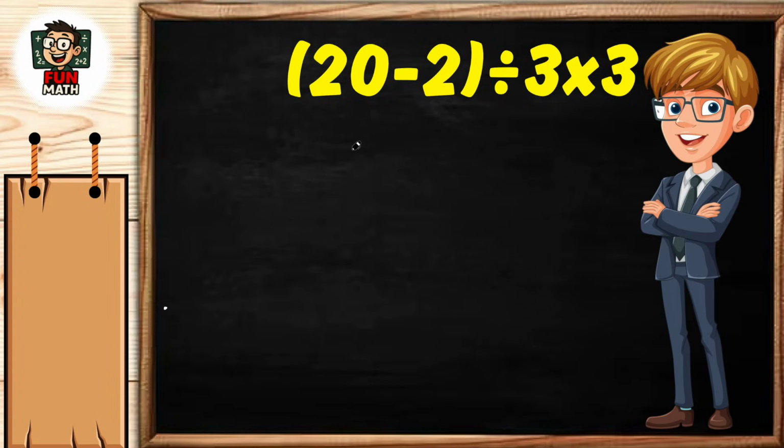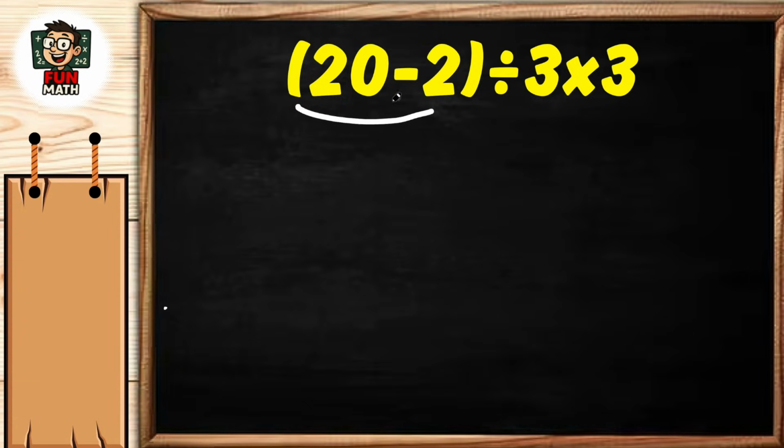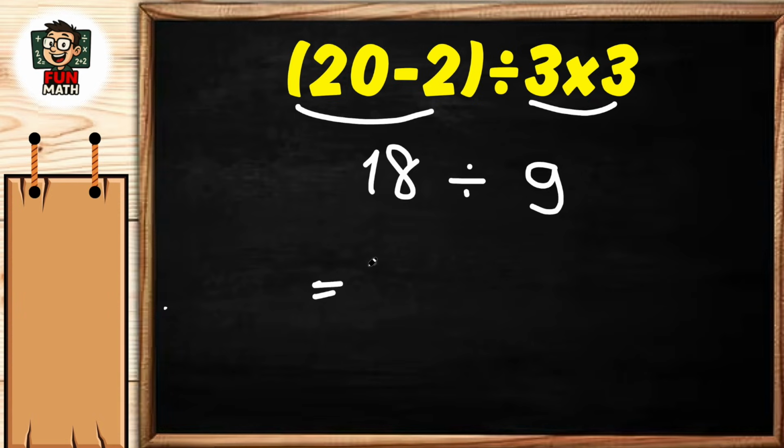Let's look at the solution. 20 minus 2 equals 18. 3 times 3 equals 9. Let's divide last. 18 divided by 9 equals 2. If you solve the question this way, you solved it incorrectly.